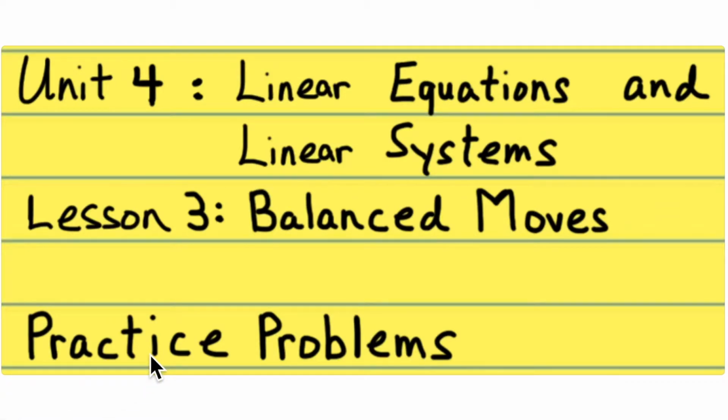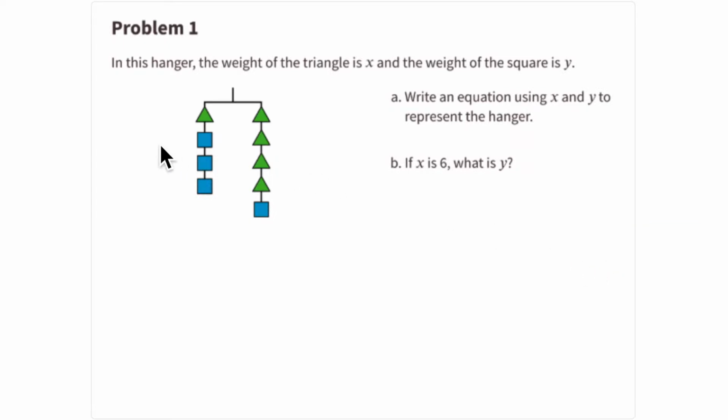These are the practice problems for lesson 3, balanced moves. And this is problem number 1. You're given this hanger diagram. It says the weight of the triangle is x, so each of these triangles has a weight equal to x. And the weight of the square is y, so each of these squares has a weight of y.